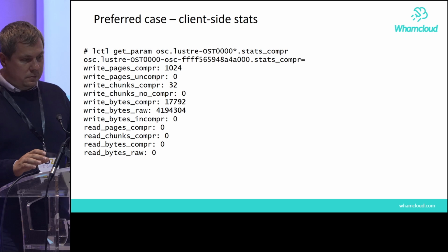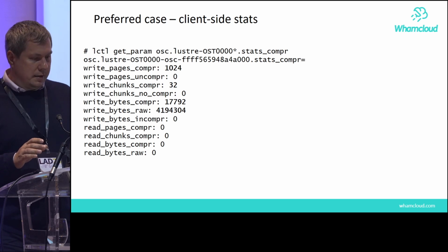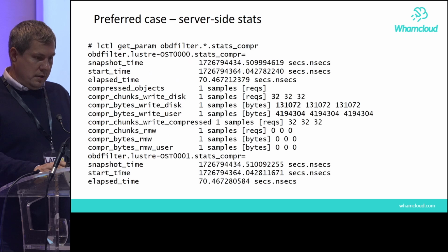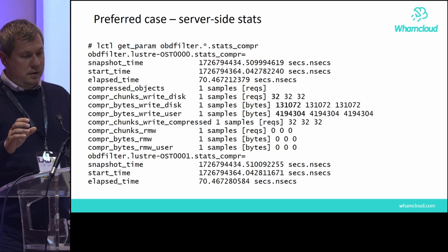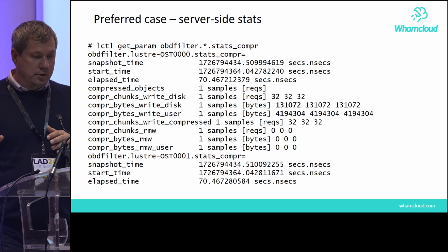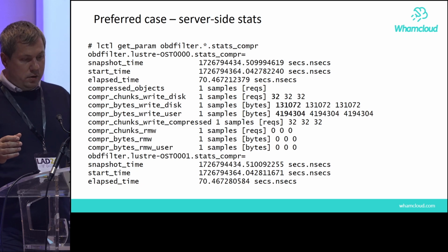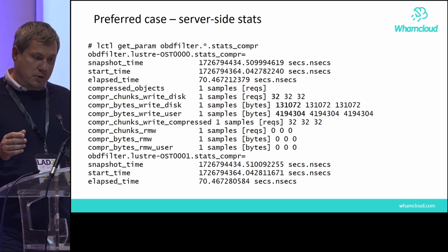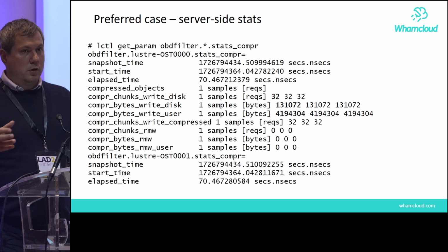And here we can see that the raw size was 4 megabytes and the result size is 70 kilobytes. And server-side statistics show how many bytes were finally written to the storage. It's a little bit more than the client shows, because here this amount is rounded up to blocks.